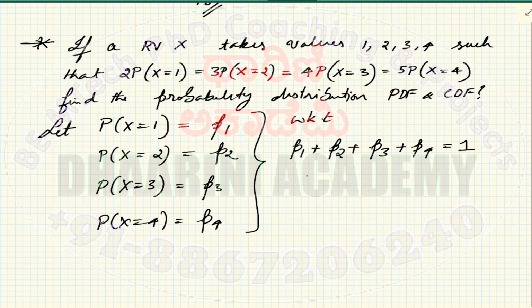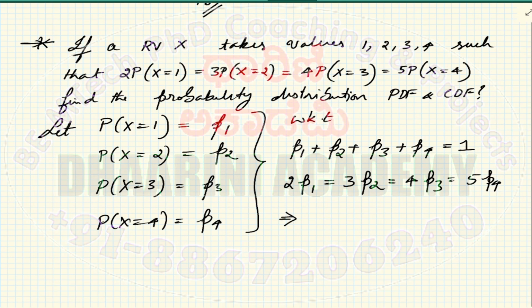So I want to substitute for p2, p3, p4 in terms of p1. That's my idea. First I'll find the relationship between p2, p3 and p4 with respect to p1. They mention that 2 times p1 equals 3 times p2, which is also equal to 4 times p3, equal to 5 times p4, correct?